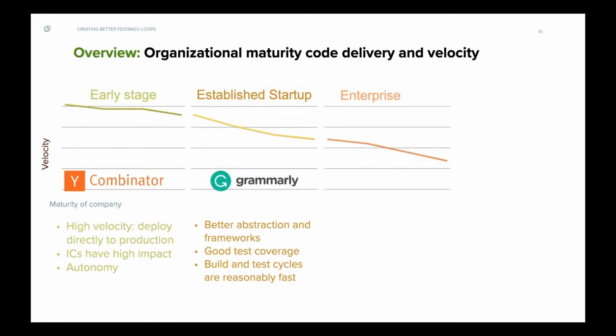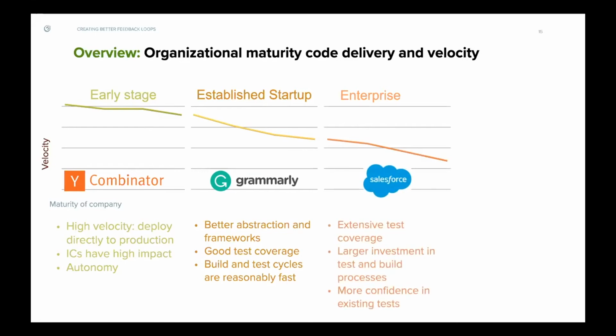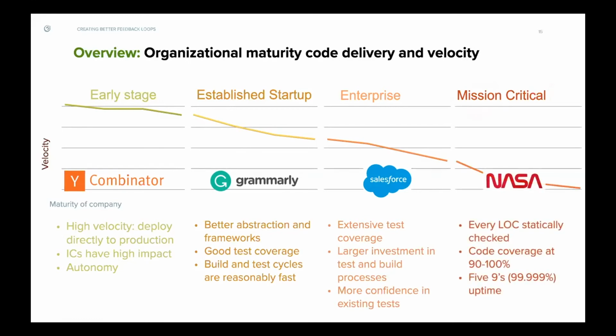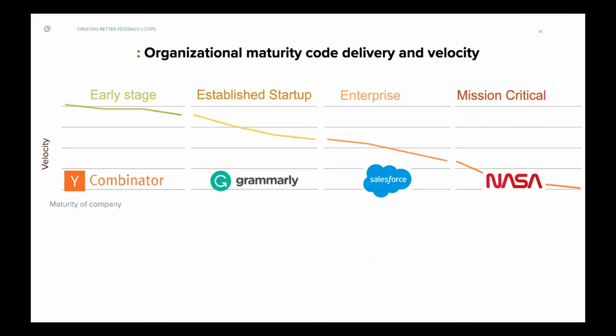When you start moving into enterprise, you start to see a little bit more slowdown here. Maybe you start to get from one extreme to the next, maybe quarterly releases. You have a large team dedicated just for front-end QA or just for back-end or just for visual regression. You do have more confidence, but things take a lot more time to do. Finally, mission critical, where you might have an annual release, NASA, every line of code statically checked.